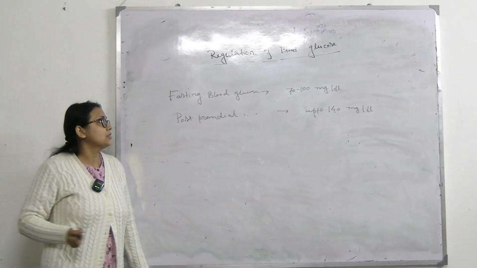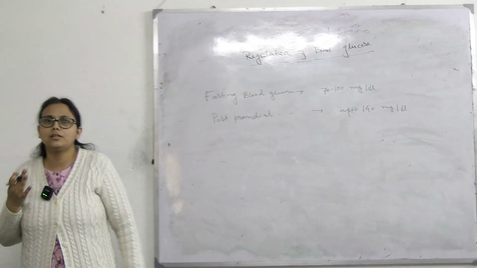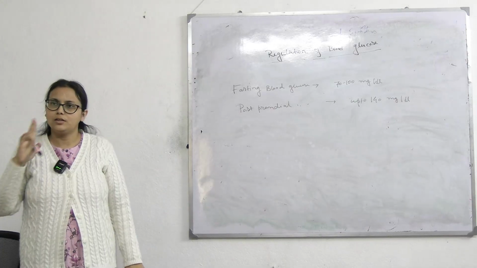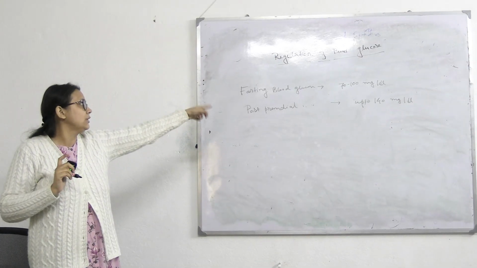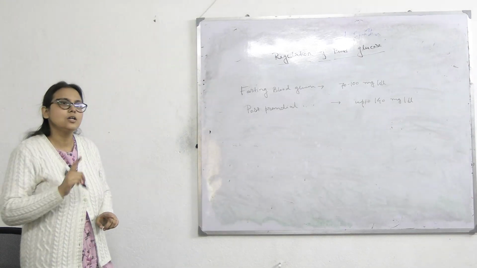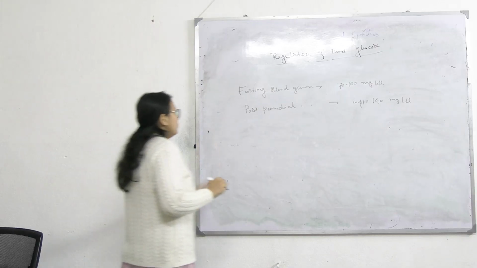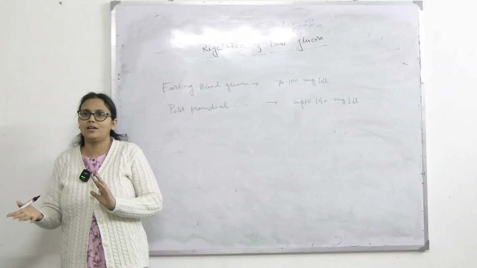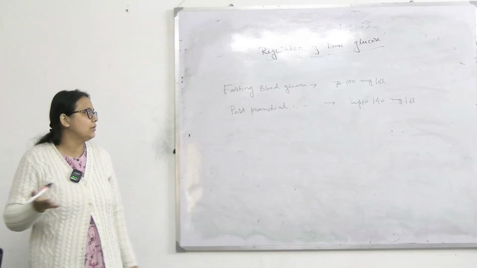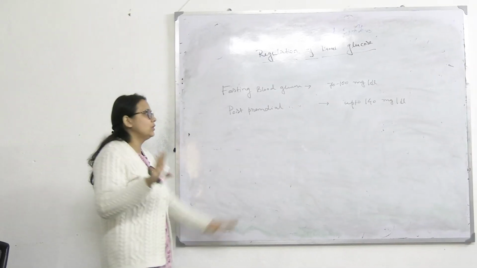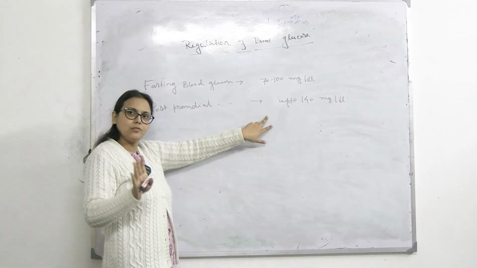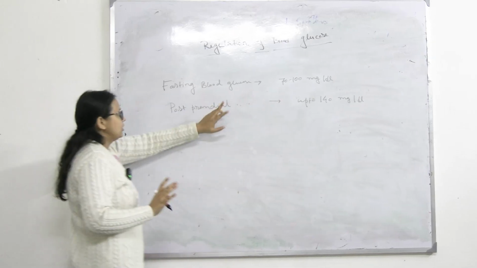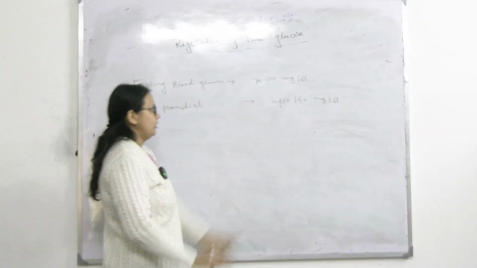When the question is asked what the blood glucose level is, you have to give the answer under two headings. Number one, fasting blood glucose, and number two, postprandial. Postprandial blood glucose is up to 140. That means it may be 100, 90, or 130, but not more than 140 in a healthy individual. And fasting blood glucose is 70 to 100.